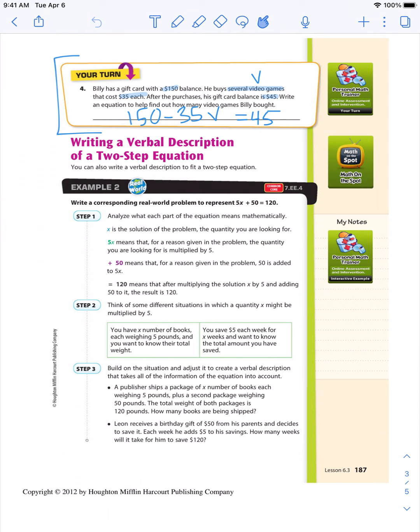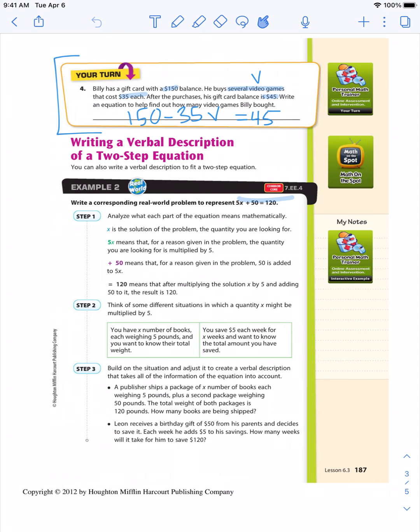All right, example 2 is going to require some creativity. Instead of having a situation and writing an equation, we are starting with an equation, and then we have to come up with a situation to represent it. So 5x plus 50 equals 120. That means we have 5 times a number, or 5 groups of a number, plus 50 equals 120.